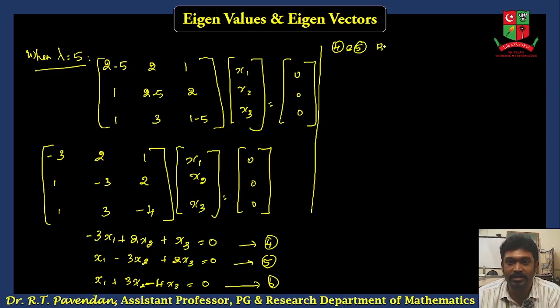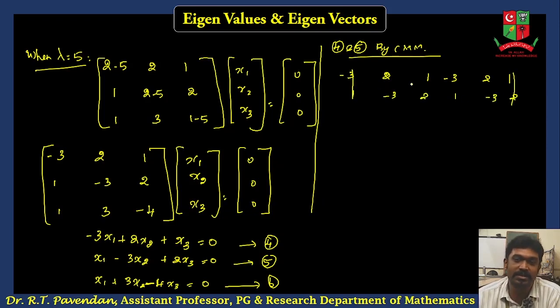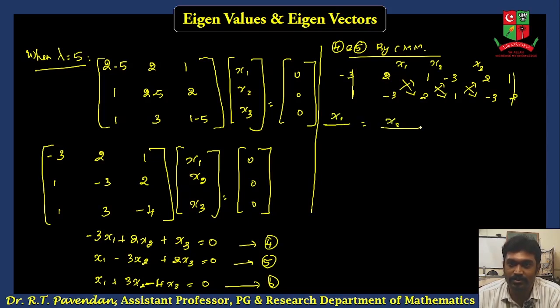By the cross multiplication method, we get minus 3, 2, 1, minus 3, 2, 1, and 1, minus 3, 2, 1, minus 3, 2. These are the coefficients of these two equations. I have written them twice and cancelled the first and last entries. So cross multiplication of these values will give you the values of x1, x2, x3. So x1 is equal to, x2 is equal to, x3 is equal to.